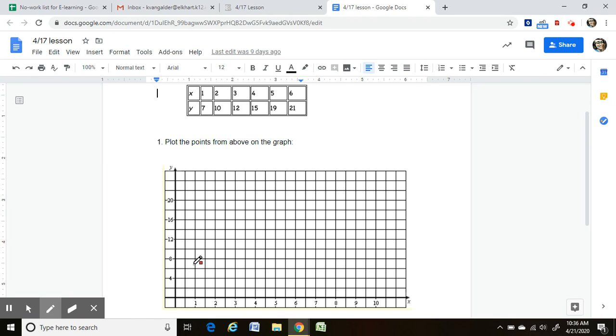1, and then that 7 be about there. And then I have 2, 10. That 10 be about there. Then I have 3, 12. 4, and then that 15 be about there. And then 5, 19, and then 6.